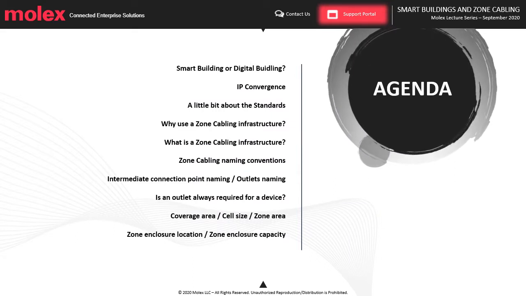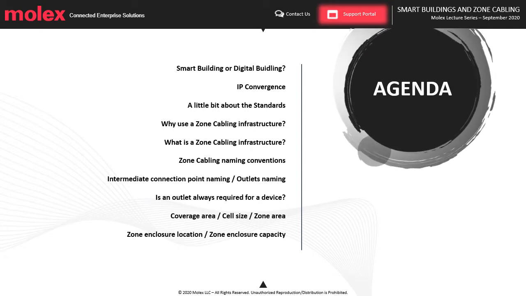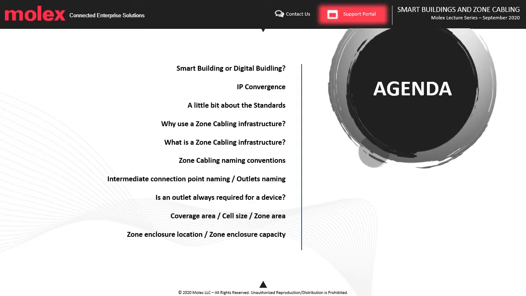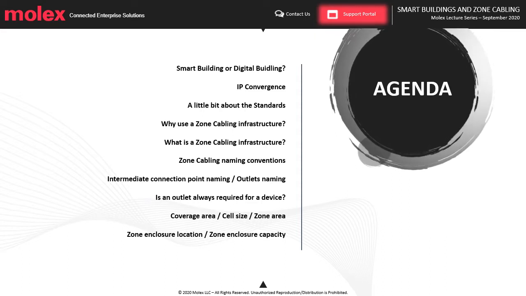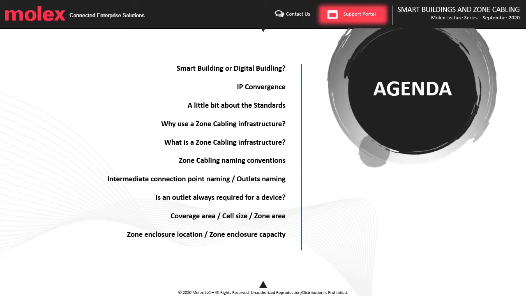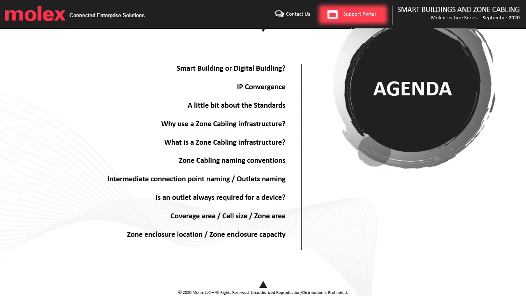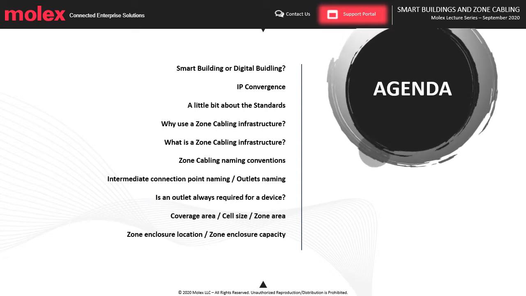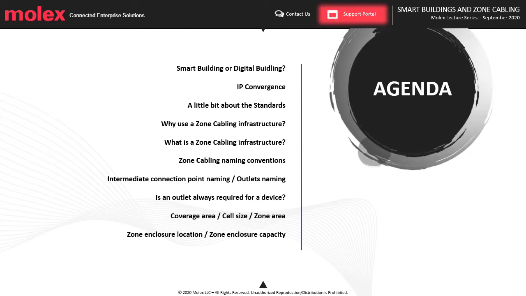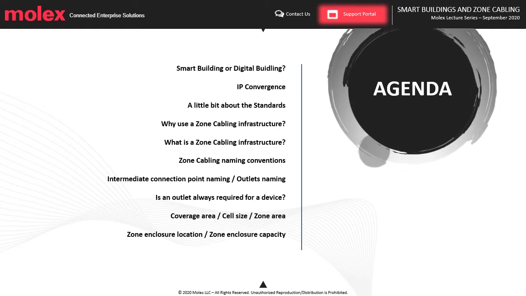So here's the agenda for today. Basically, we will split this presentation in two parts. In the first part, we will talk about smart buildings. And in the second part, we will try to create a design and a complete bill of materials for a smart building using an active zone cabling. We will also do it with a conventional cabling, which will allow us to make a comparison between the two. Okay, so we have a lot to cover today, so let's kick off.